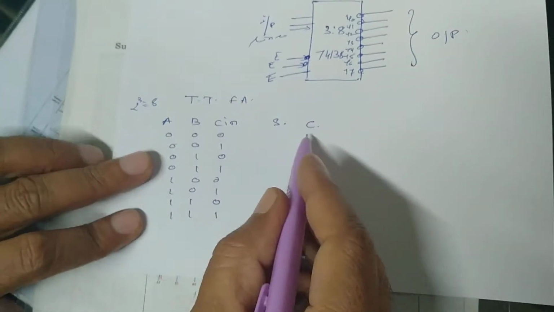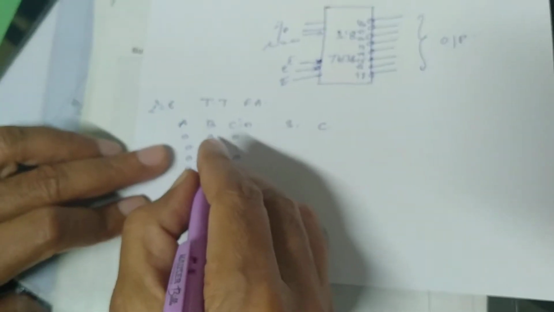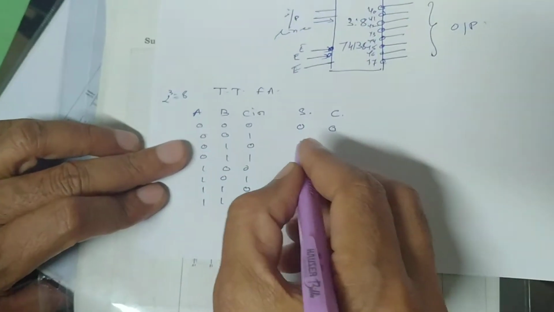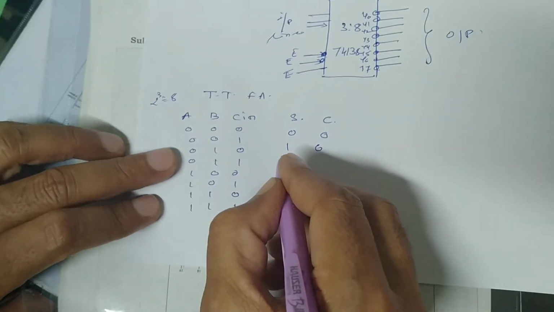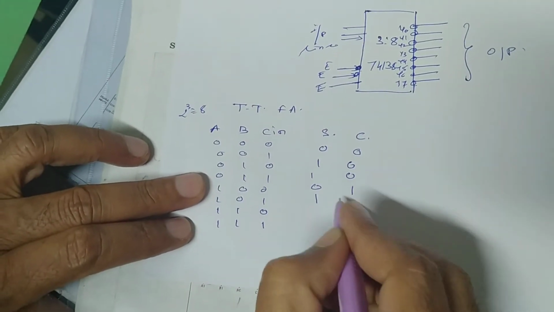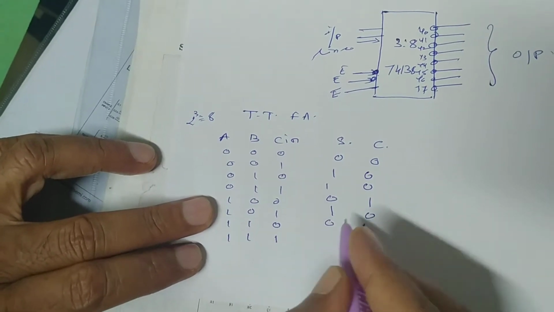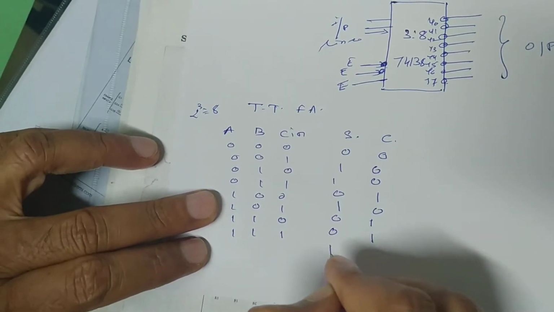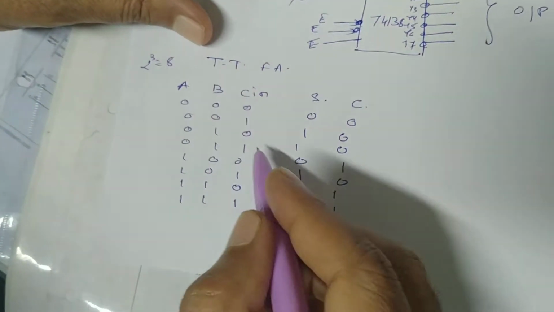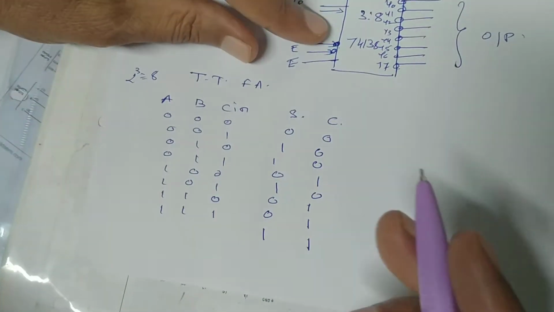Then the outputs of this full adder are sum and carry. 0 plus 0 plus 0, sum 0, carry 0. 0 plus 0 plus 1, that is 1 0. This is 1 0, this is 0 1, this is 1 0, this is 0 1, this is 0 1 and this is 1 1. So this is the truth table for the full adder. Sum and carry are the outputs, A, B, Cin are the inputs.